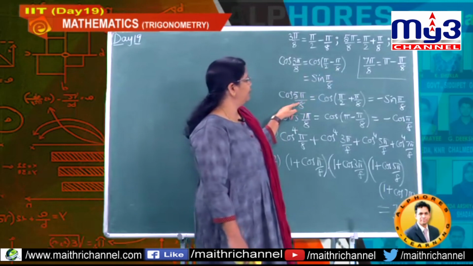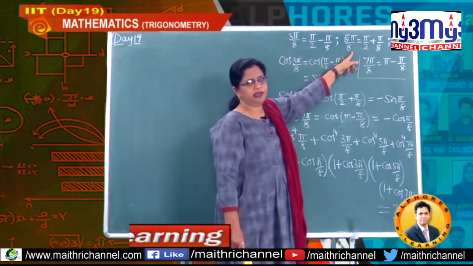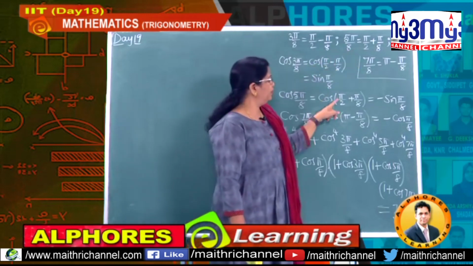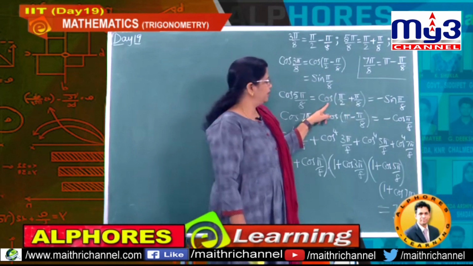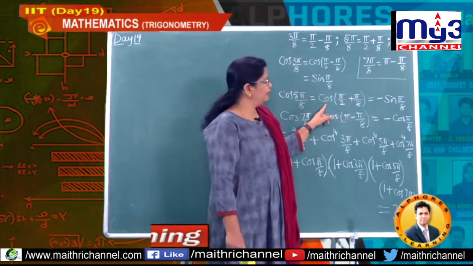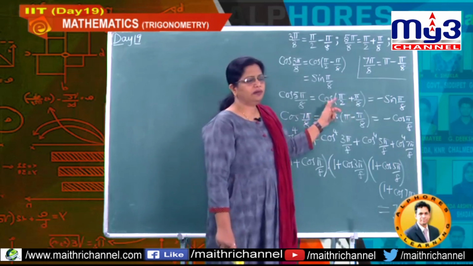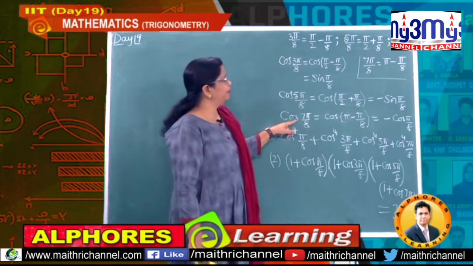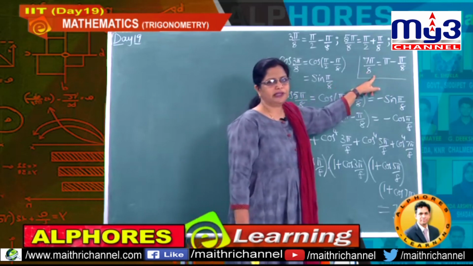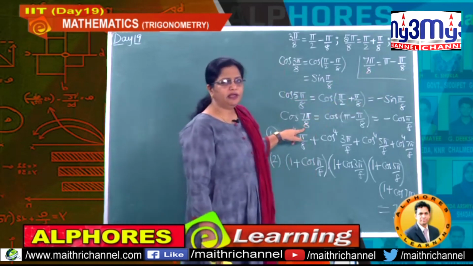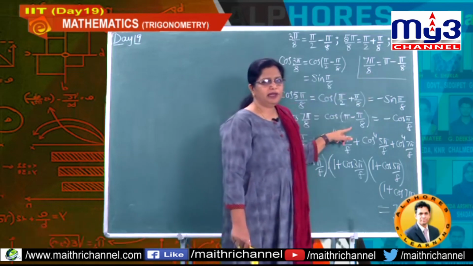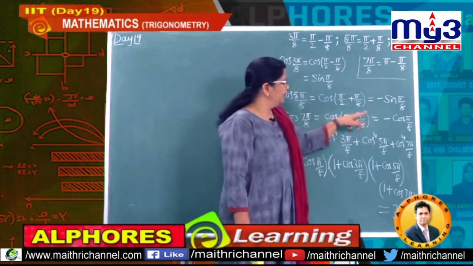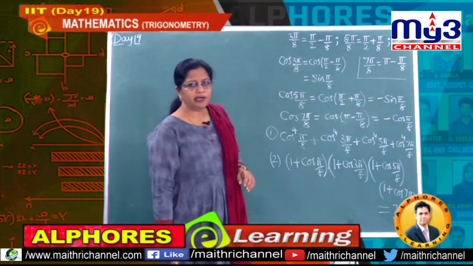And next value, 5 pi by 8. To this value we take the cosine function on both sides. Then cos 5 pi by 8 equals cos of 90 plus pi by 8. And cos of 90 plus is minus sin, because 90 plus is in the second quadrant, and hence it is minus sin pi by 8. And next value, students, 7 pi by 8. If you take cos on both sides, then cos 7 pi by 8 equals cos of pi minus pi by 8, and that is again second quadrant, but it is 180, so the function remains the same, hence the value is minus cos pi by 8, okay.